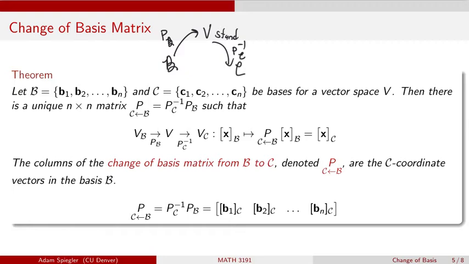We take basis vector b1, we rewrite it with respect to C coordinates. We take basis vector b2 and we rewrite it with respect to C coordinates. This matrix is going to be equal to the matrix that we get when we first go P sub B and then go P inverse sub C.